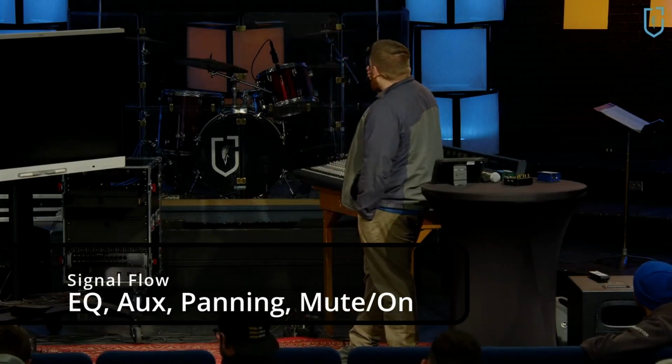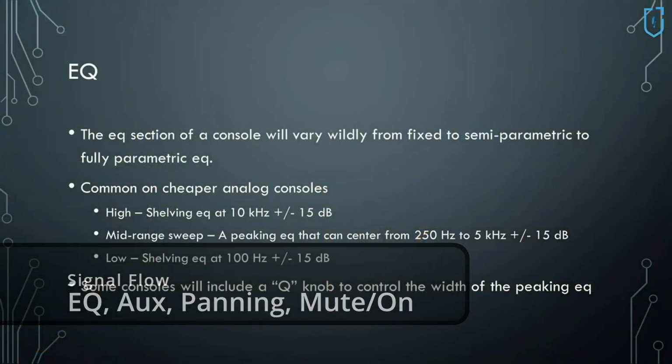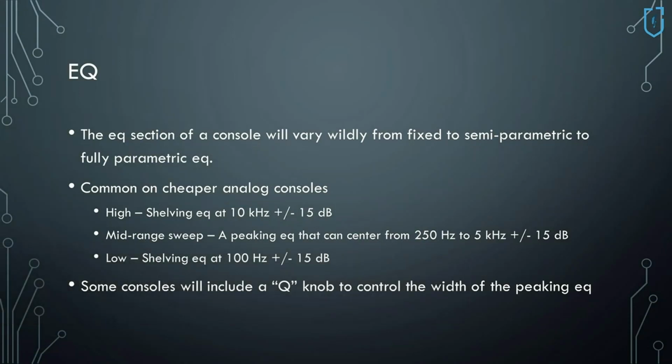The EQ sections on consoles vary widely in what's going to be involved in them. You can have fixed, semi-parametric, or fully parametric. Lower end consoles will generally have a low, mid-range, and a high. The low and the high are going to be shelves, and the mid-range you can sweep, so you can move it to a particular frequency, but it'll be a parametric bell.